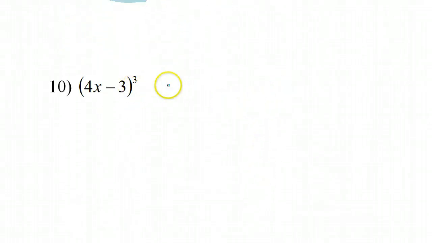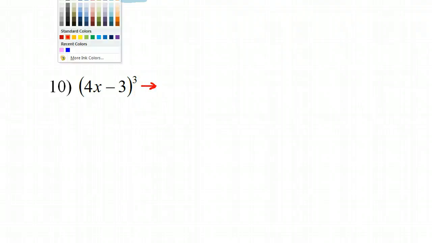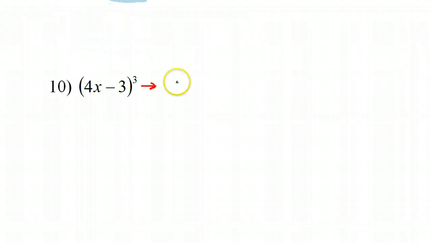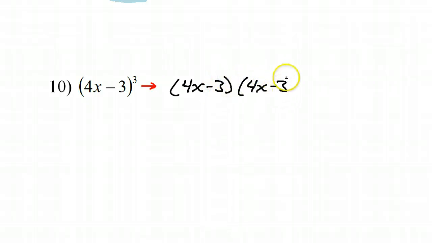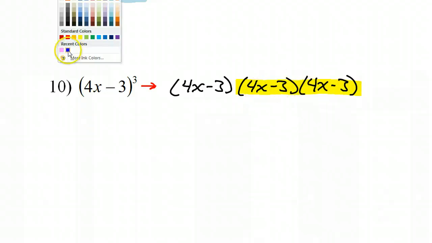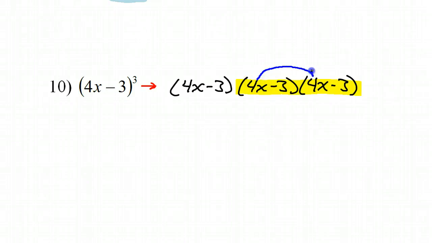All right, now for number 10, please understand that this is the same thing as (4x minus 3) times (4x minus 3) times (4x minus 3). That's what it means to do something to the third power. Multiply it by itself 3 times. You cannot simply cube the two terms. You're going to have to multiply with the distributive property. So what I would recommend is start with the second two terms. Multiply these two together. So for example, let's take this 4x and distribute.